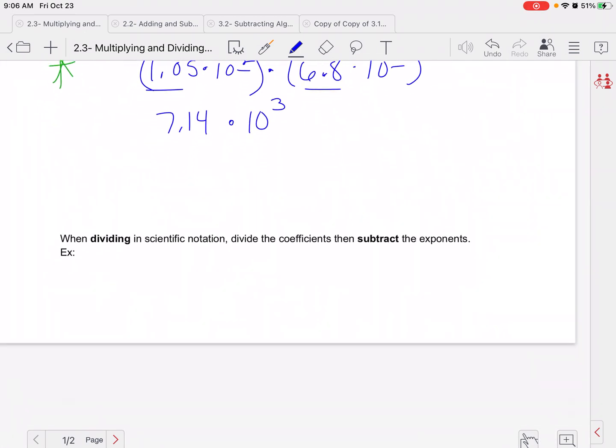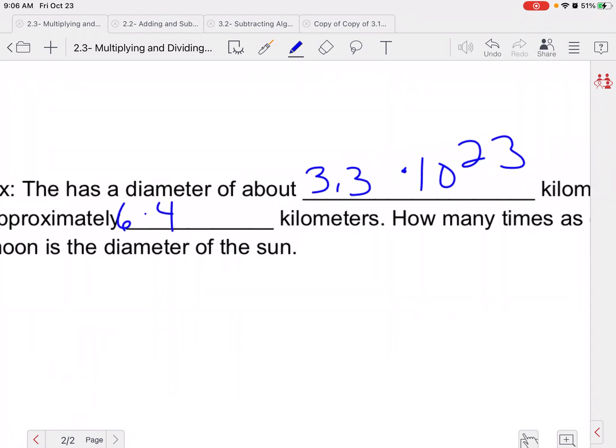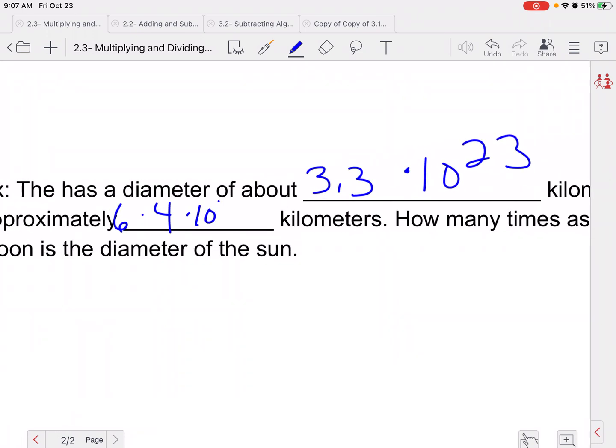So remember, when we're dividing in scientific notation, we're going to divide the coefficients and then subtract the exponents. Again, we have a wonderful problem here with some fill in the blanks. The sun has a diameter of 3.3 times 10 to the 23 kilometers, and the moon's diameter is about 6.4 times 10 to the 23.